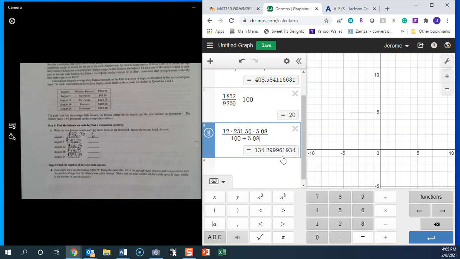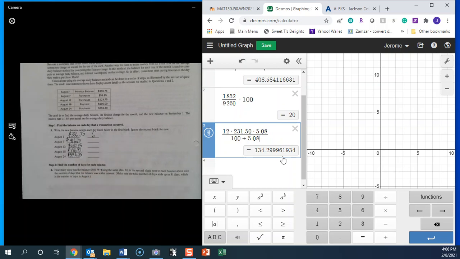Using the same idea, fill in the second blank next to each balance above with the number of days that the balance was at that amount. Make sure the total number of days adds up to 31 days, because that's the number of days in August.